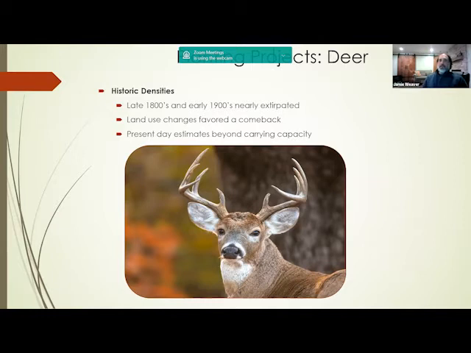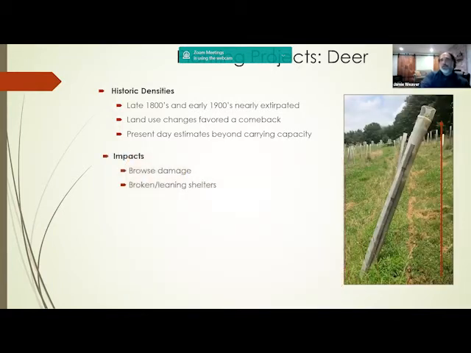But our present day estimates are really beyond what we could consider the carrying capacity of the landscape, and varies depending on where you are in the state or where you are in the region or within the watershed. But deer are a problem. And how are they a problem? Well, some of it is browse damage that we can address with shelter height.